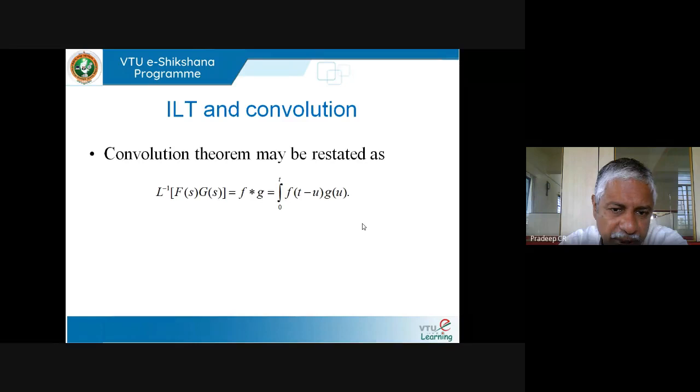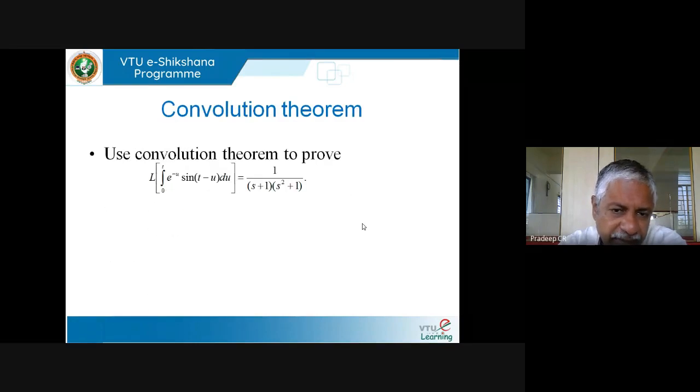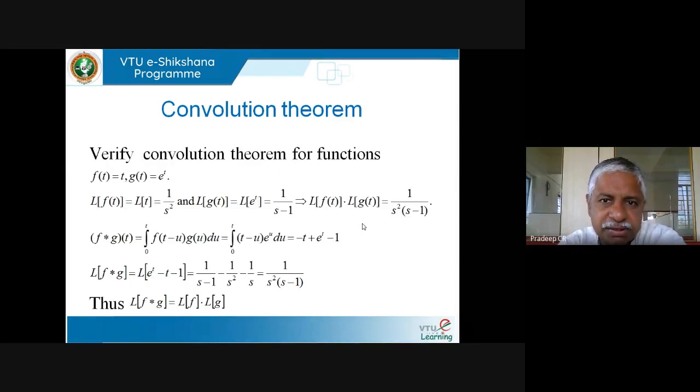So basically there are two types of problems you will have in your examination. One is to verify the convolution theorem for functions. Given two functions f and g, find Laplace of f, find Laplace of g. Find the product of LF and LG and keep it in one place. Next, compute f star g, the convolution of the two functions, then find the Laplace of it, and see that Laplace of f star g is the same as Laplace of f into Laplace of g. If you can see this, then you have verified the convolution theorem for these two functions.